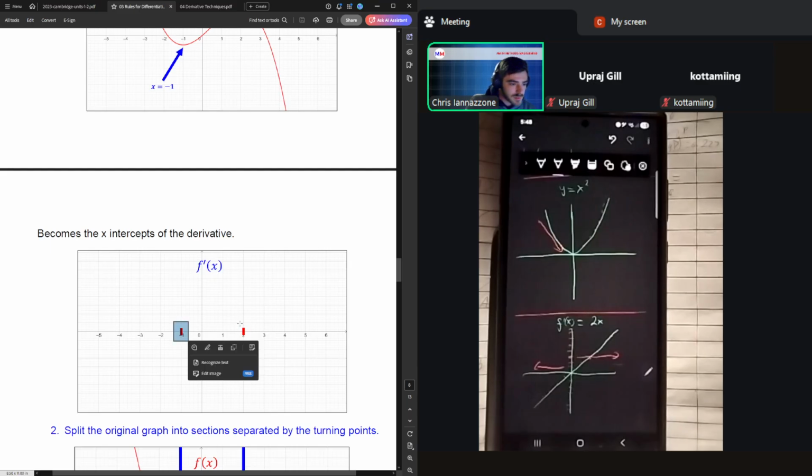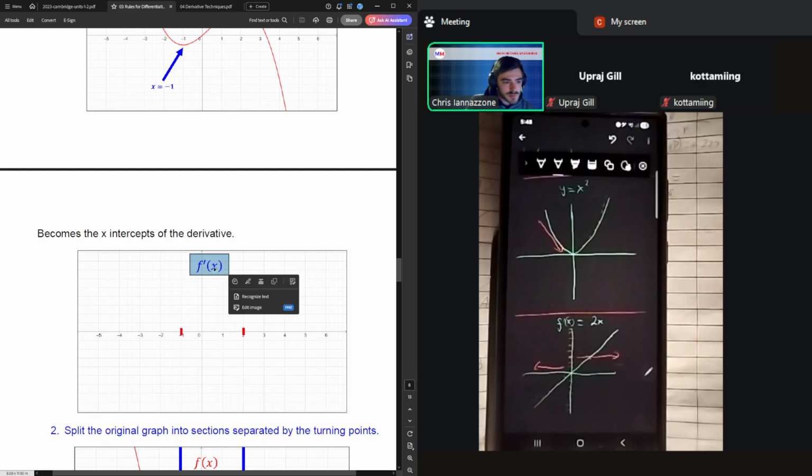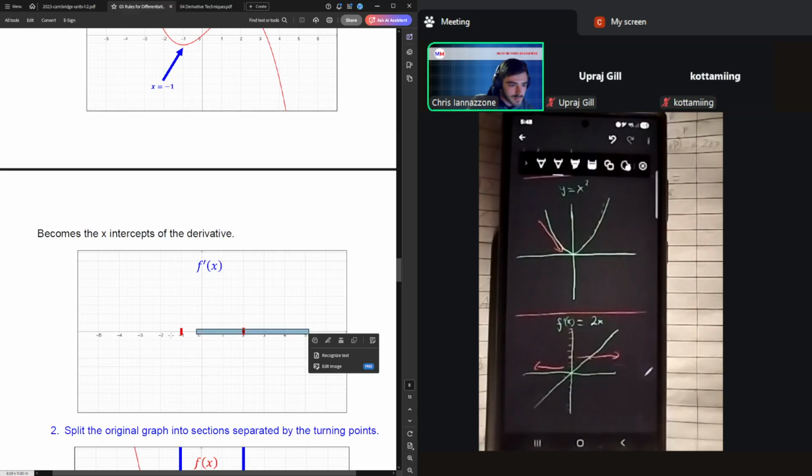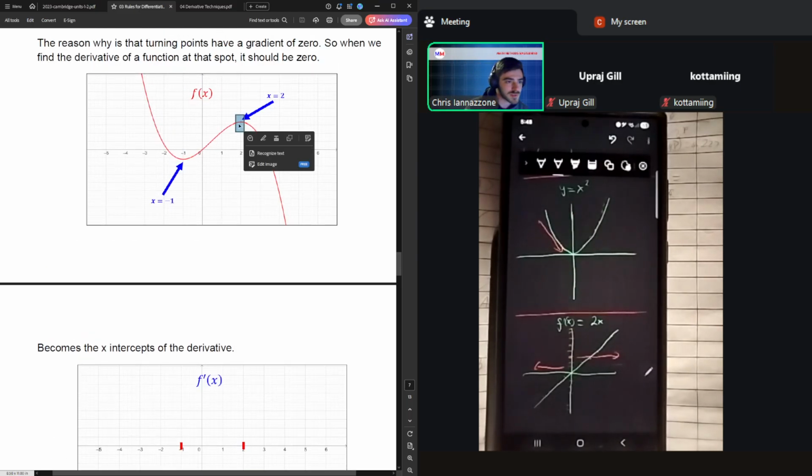Because gradient is 0, that means that on the derivative graph, those should be x-intercepts. Because remember, your y-axis is gradient, and so for that reason, y equals 0 means gradient equals 0. That's how we're going to have x-intercepts for our derivative graph that are located at the turning points of the original.